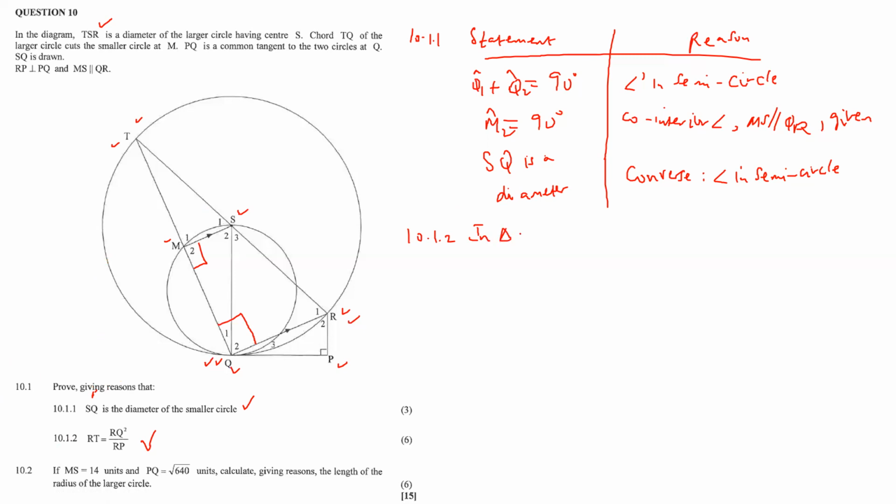So here, to prove that RT equals RQ squared over RP, we say that in triangle RTQ and right-angled triangle RQP, we make a couple of observations. Observation number one is that angle T is equal to angle Q3. Why is that the case? Angle T here is equal to angle Q3 there, because of the tan-chord theorem.